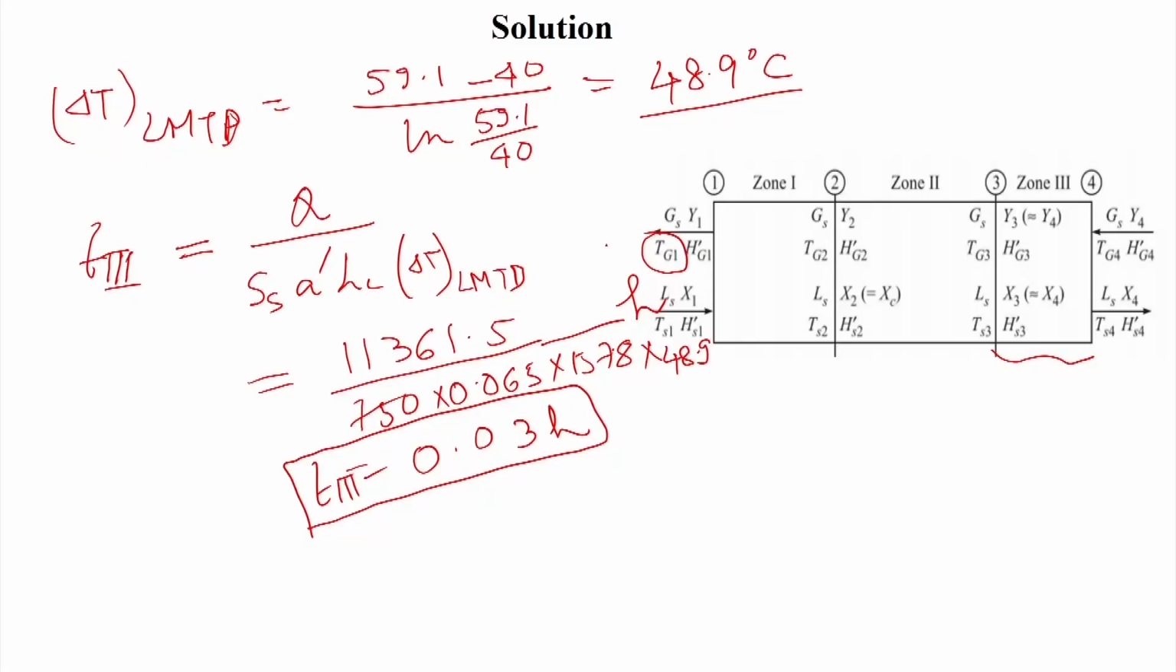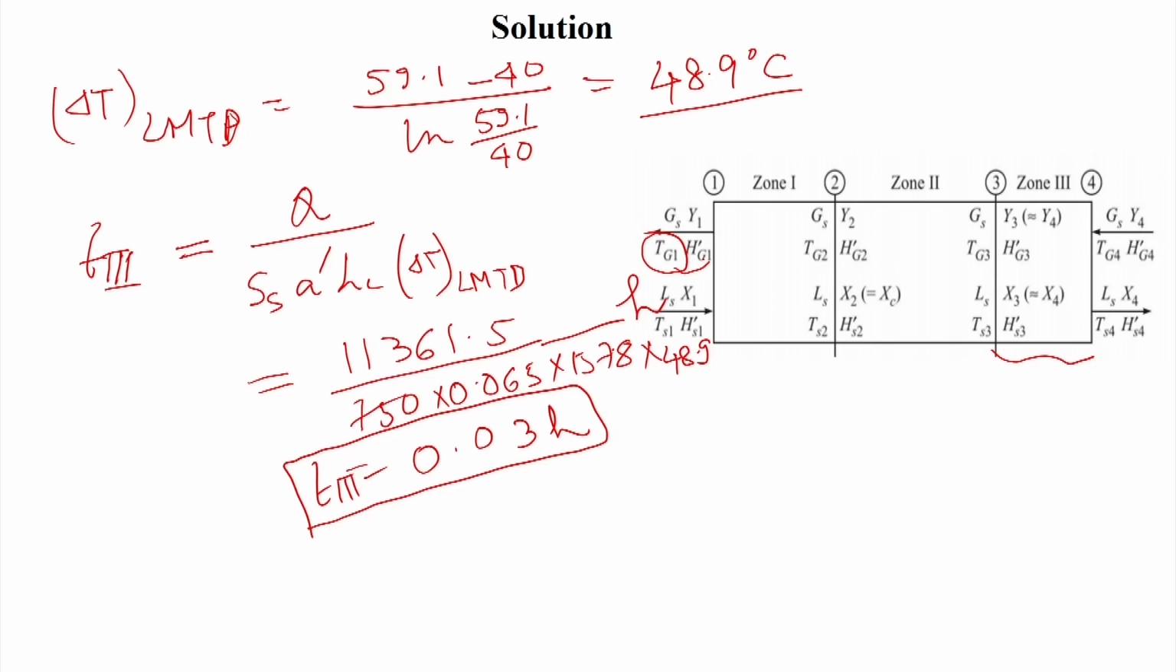We need to do, by this indirect method, for getting this Tg1, the overall enthalpy balance in zone 2. From there we will be getting it. Before that, we need to calculate this. Suppose we need to get Tg1. So, for the calculation of Tg1, we will be doing the overall enthalpy balance.